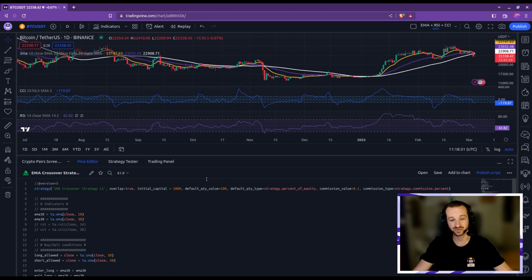We will trade with 100% of a portfolio of 1,000 USDT, and we will consider trading fees to be of 0.1%.